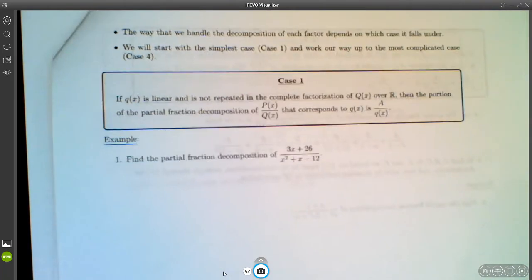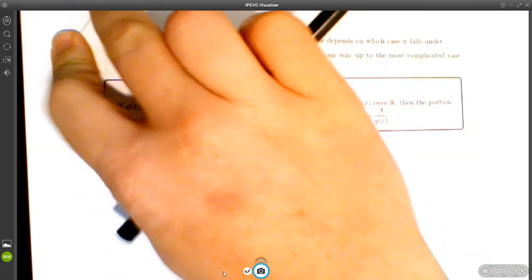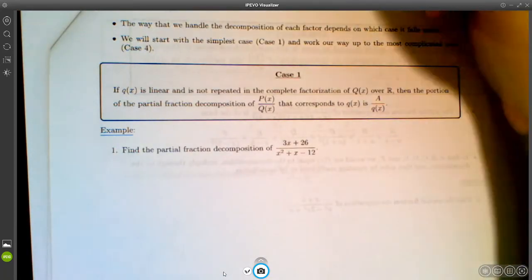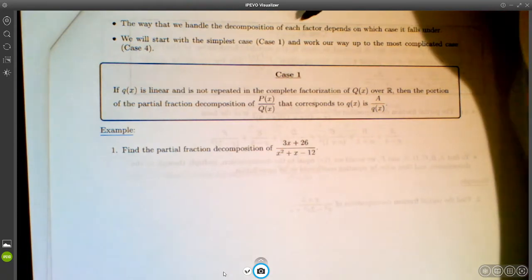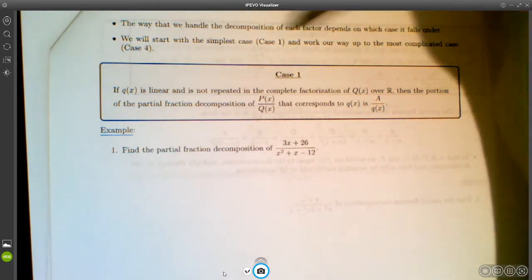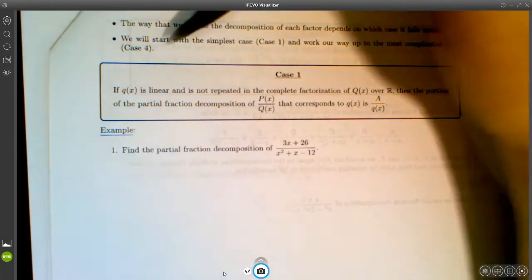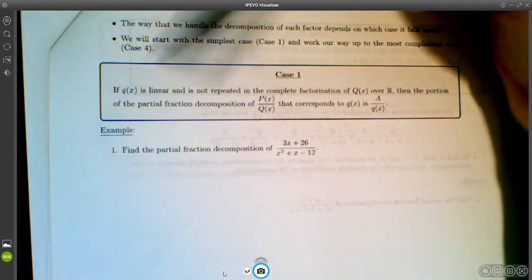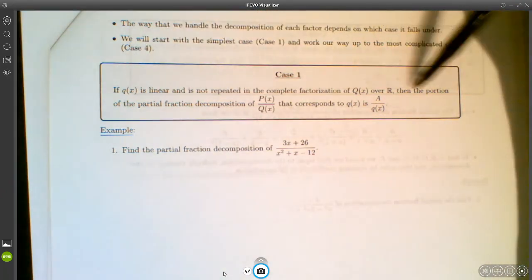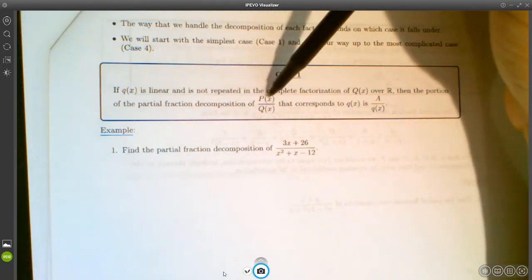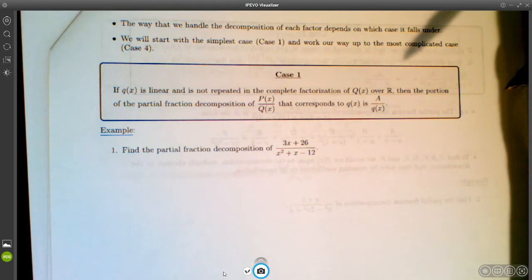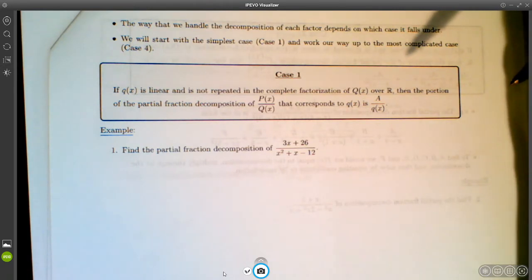So I'm going to walk you through an example of each case. Okay, when we have linear factors that are not repeated, that's case 1. So the way that we handle the decomposition of each factor depends on the case it falls under. So we'll start with the simplest case, case 1, and we'll work our way up to the most complicated case, which is case 4. So if little q, case 1, if little q is linear and is not repeated, then the portion of the partial fraction decomposition of p over q that corresponds to little q is A over q of x. That's maybe sounding kind of confusing. Let me give you an example.